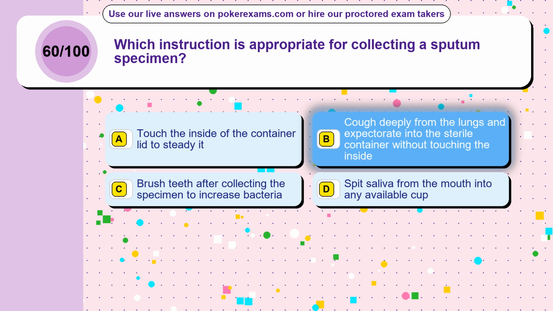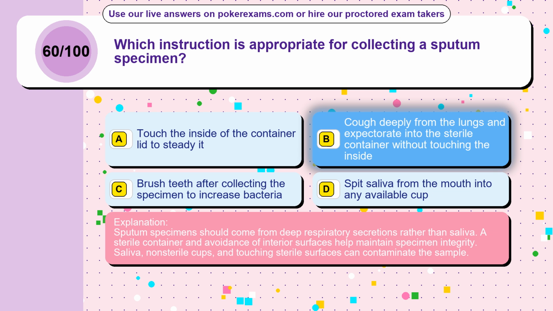The correct answer is option B, cough deeply from the lungs and expectorate into the sterile container without touching the inside. Sputum specimens should come from deep respiratory secretions rather than saliva. A sterile container and avoidance of interior surfaces help maintain specimen integrity. Saliva, non-sterile cups, and touching sterile surfaces can contaminate the sample.